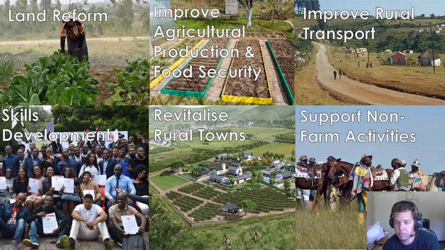The middle one at the bottom, that's also one of the aims of the CRDP, is to revitalize towns, to make them these vibrant places where people want to live, not places where people are trying to escape from. And then the last one, the bottom right, is to support other activities that are not necessarily farming related. So things like tourism, things like what we call agro-processing, which is turning primary inputs into products for sale, like leather processing or fruit canning or other food processing. So those are the aims of the CRDP.